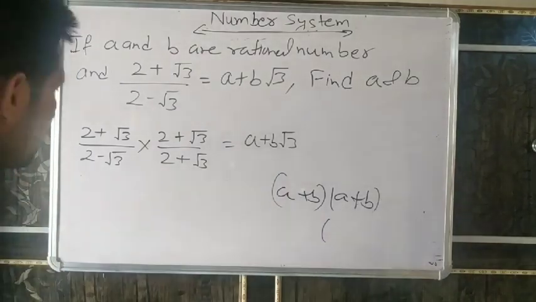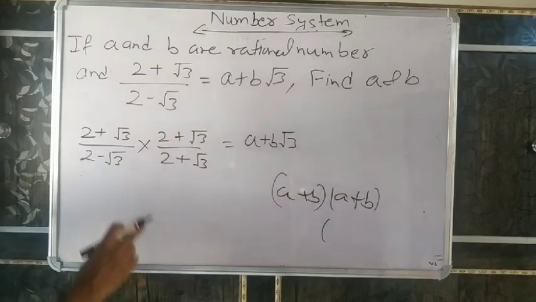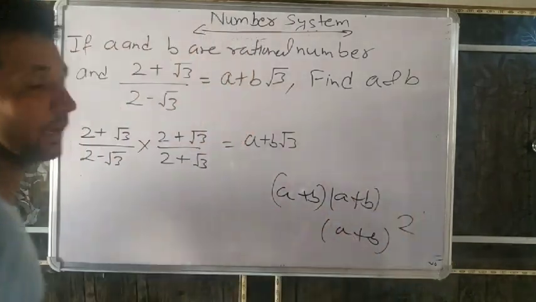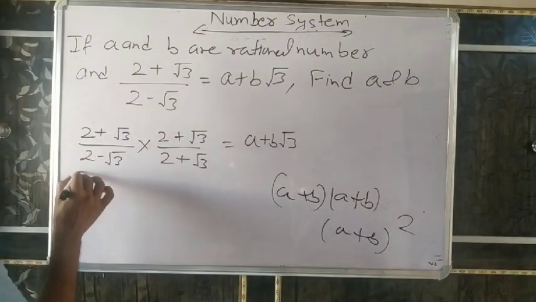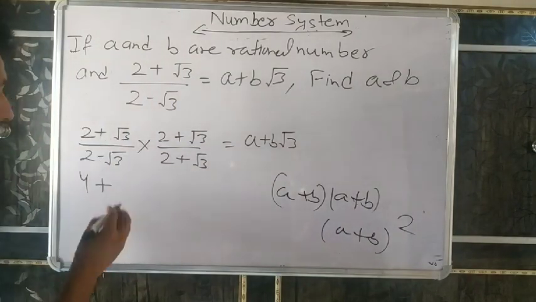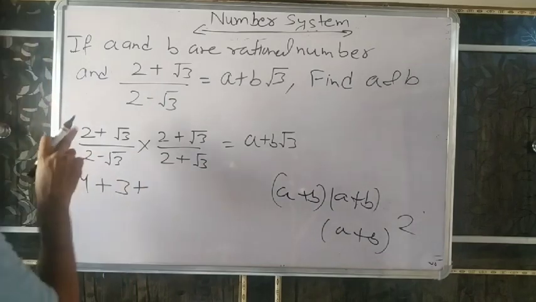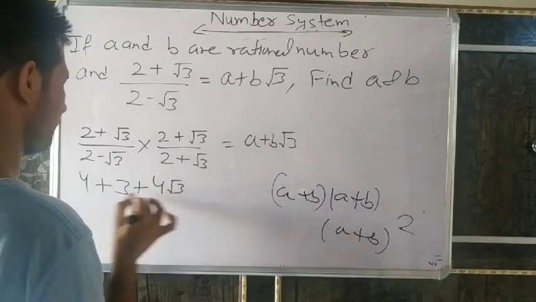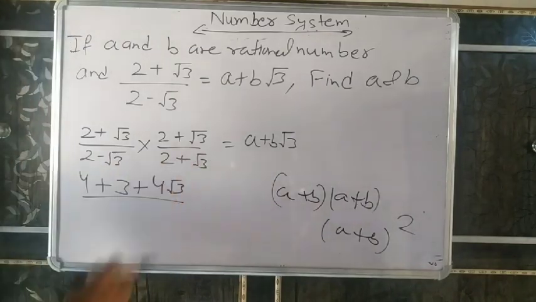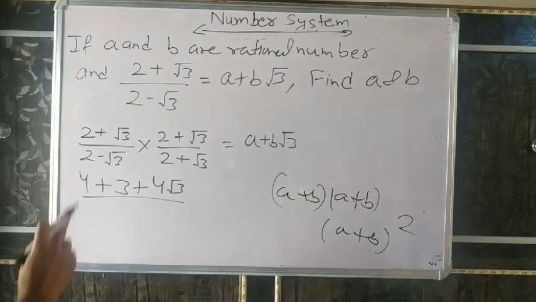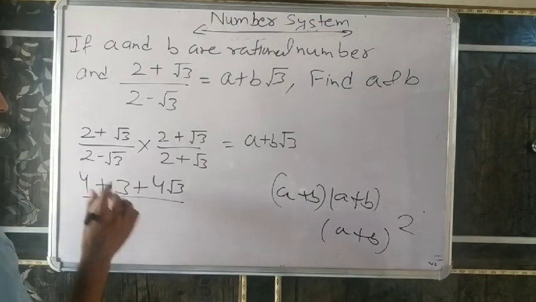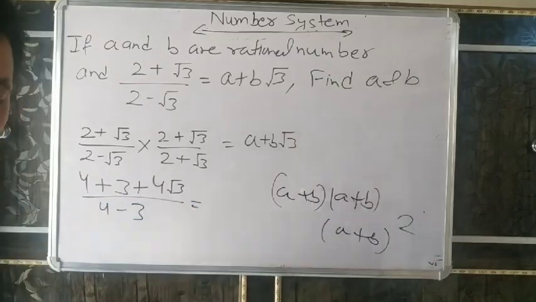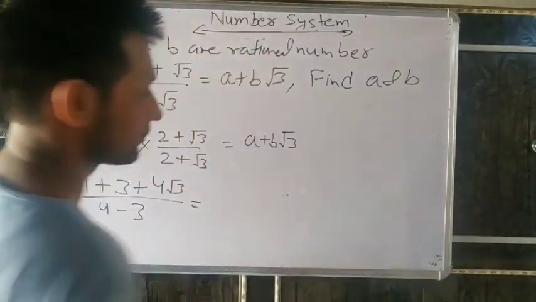It is (A plus B) whole square. What is the formula? A square, 2 square 4, plus root 3 square 3, plus 2AB: 2 into 2, 4, into root 3, 4 root 3. For the denominator, (A minus B)(A plus B) is A square minus B square: 2 square, 4, minus root 3 square, 3.